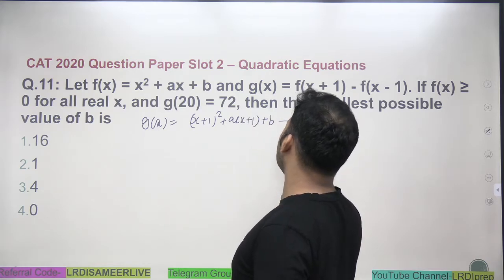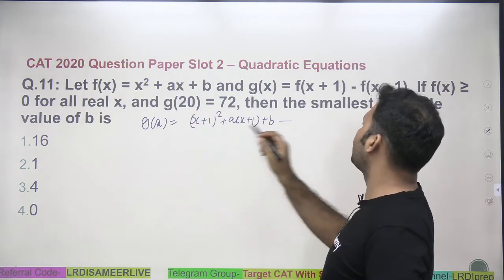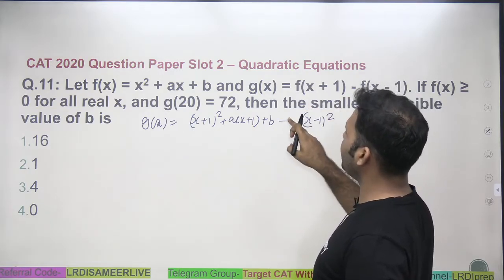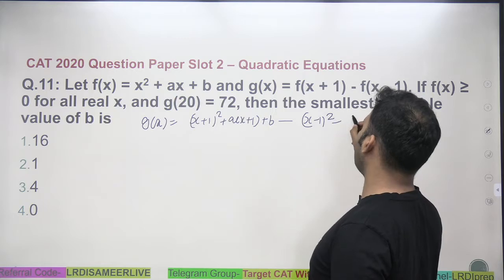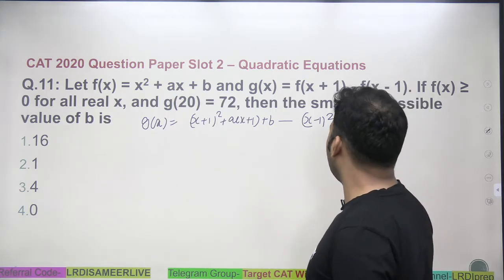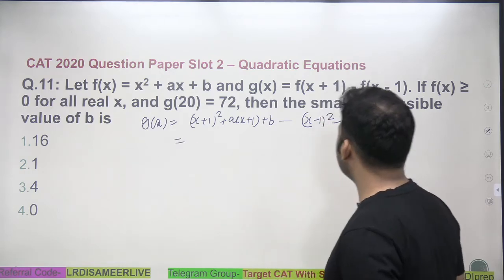This is the quadratic expression that you'll be getting. Again put x minus 1 whole square. Because you're placing a minus sign here, this would be minus, right? Minus a into x minus 1 minus b. Now just do the subtraction and you will get your answer.